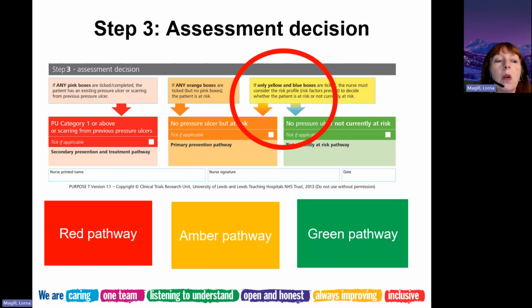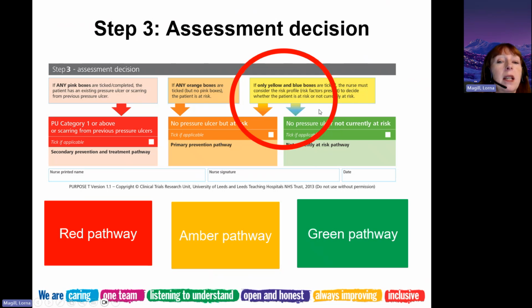So just to put that into context, I'm a 75-year-old lady. I am extremely thin and report very poor appetite recently. I have a history of diabetes and I'm occasionally incontinent. However, I am completely cognitively aware, independent, self-caring, and up and about. So you will make the decision that although we have ticked some yellow boxes with regard to my nutrition, my continence, and my diabetes, I'm up and about independently, and you will place me on a green pathway because there's nothing additional you need to do for my pressure ulcer risk.